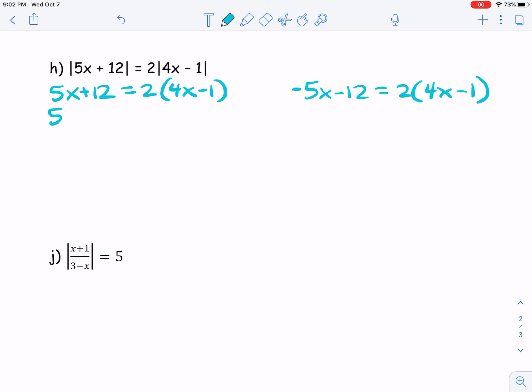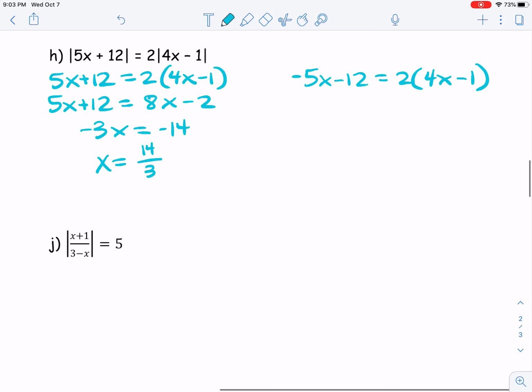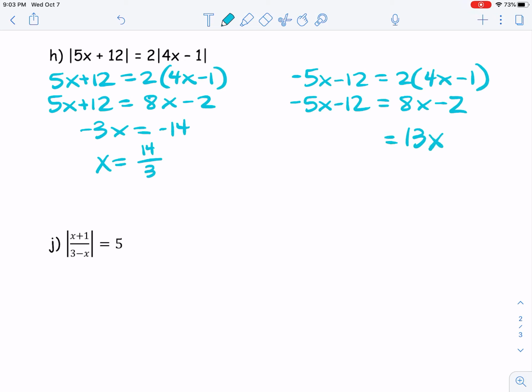All right, so I solve. First thing I want to do here is distribute that 2. So that's going to give me 8x minus 2, and then I can solve, and that's going to get me something like maybe a negative 3x if I subtract the 8x. Subtract that, that'll give me negative 14. So this is going to give me a positive 14 over 3. Yes, I do need to plug that back in to check. And then over here, negative 5x minus 12 is equal to 8x minus 2. Solving for that, let's say I get the 13x equaling a negative 10. So then x is going to be a negative 10 over 13.